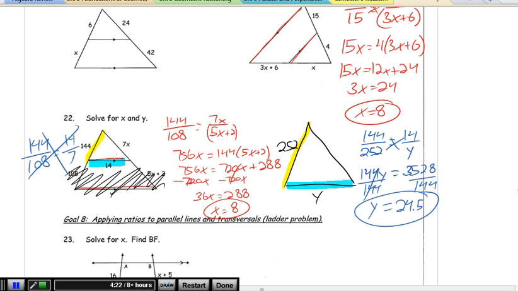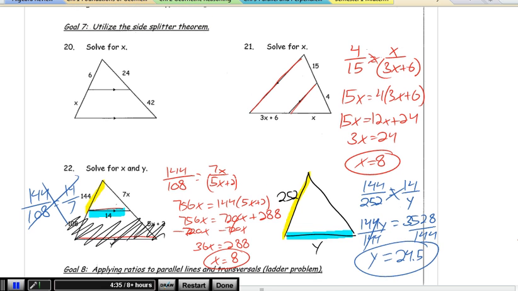So you can see the difference where we use side splitter versus when we didn't. You got to be really careful about that. When in doubt, just go ahead and redraw two triangles. That's okay. If you do that, like what I did on y, you're going to get the right answer. Like in number 20, if you wanted to redraw those and do 6 over 6 plus x equals 24 over 66, just adding your triangles up for your bigger one, that would be fine. That would take a little bit more time, but again, if you're not sure, go ahead and redraw those. Hope this helps you guys.